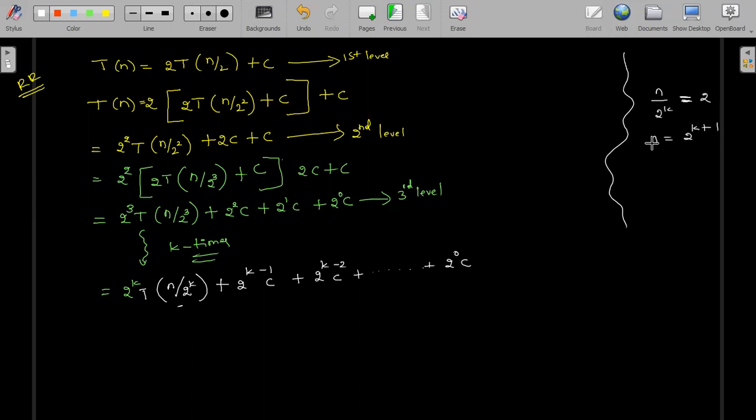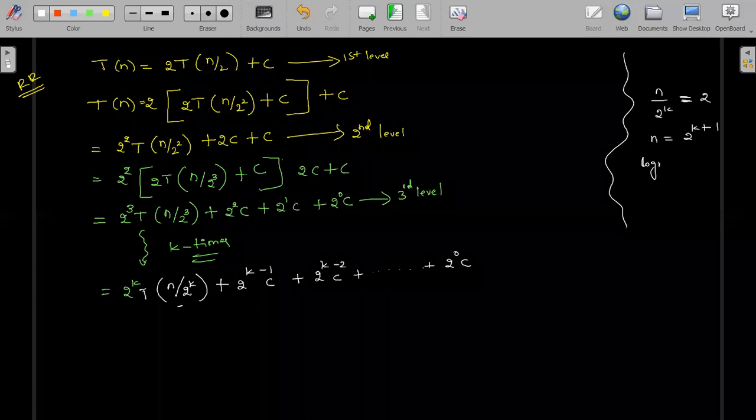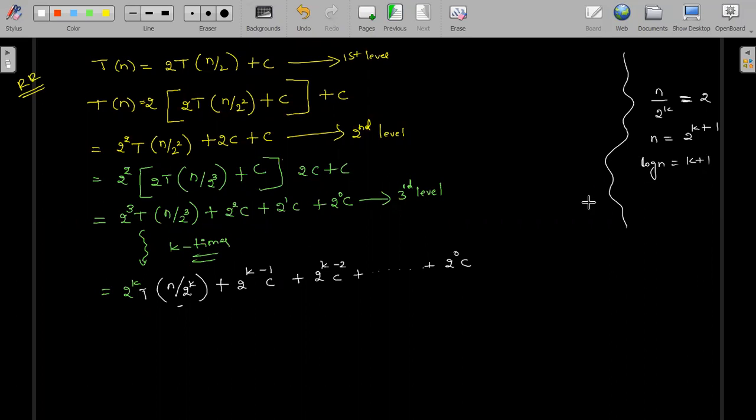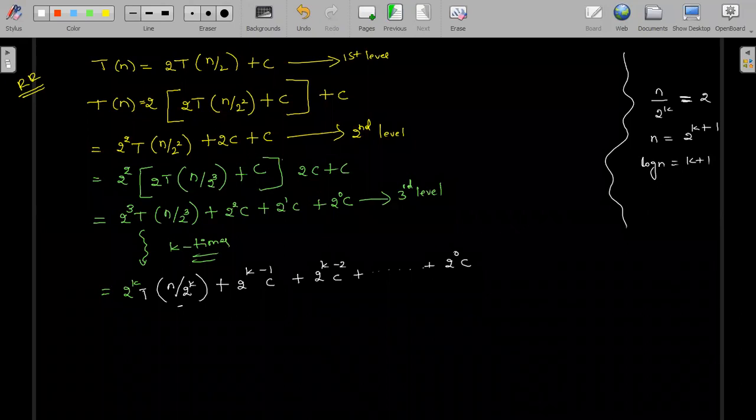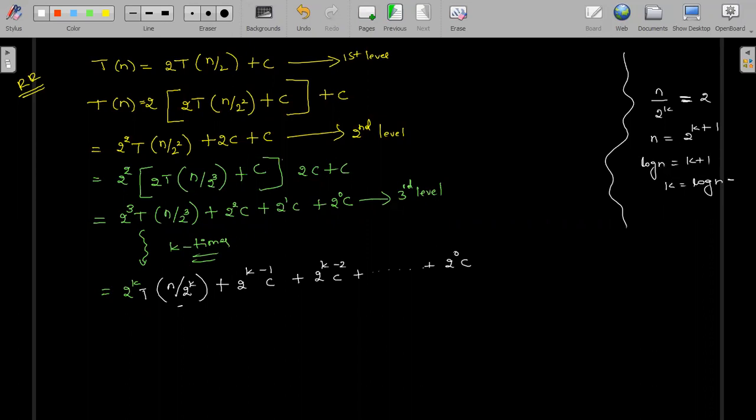Apply log on both sides. Then you will get the value log n is equal to k plus 1. Correct or not? That is equal to k plus 1. Finally, what you will get is k is equal to log n minus 1. This is the value you will get.